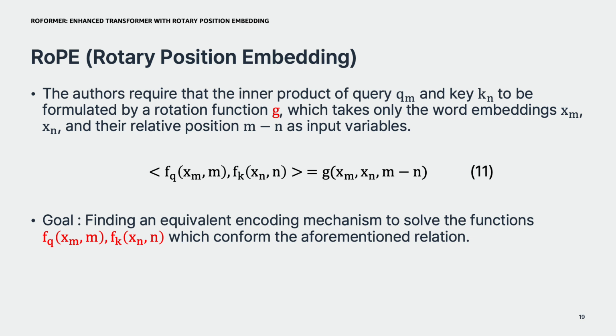The author required that the inner product of query and key be formulated by a rotation function which takes only word embedding and their relative position as input variables. Their goal is to find an equivalent encoding mechanism to solve functions which conform to the aforementioned relation.